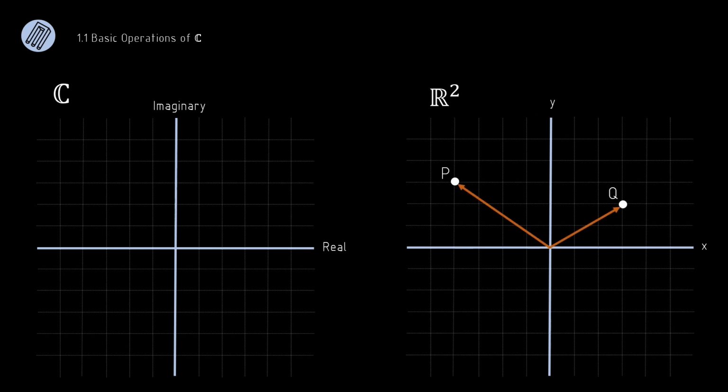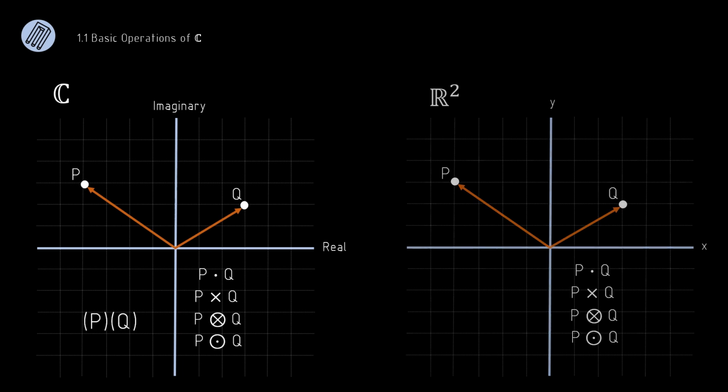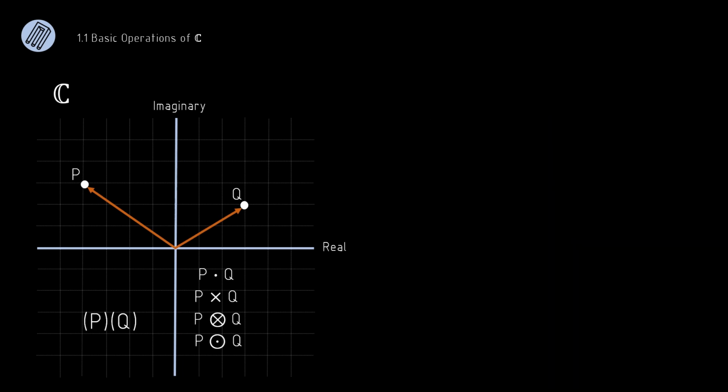R2 does not have a well agreed upon idea of multiplication. Sure, R2 has things like the dot product, the cross product, the exterior product, the Hadamard product, among others. And while the complex plane also has these products, it does have a well agreed upon idea of multiplication.